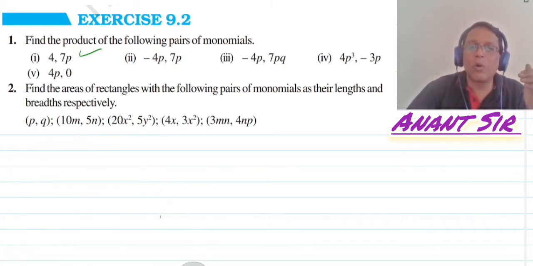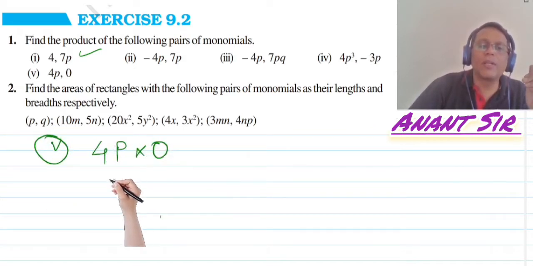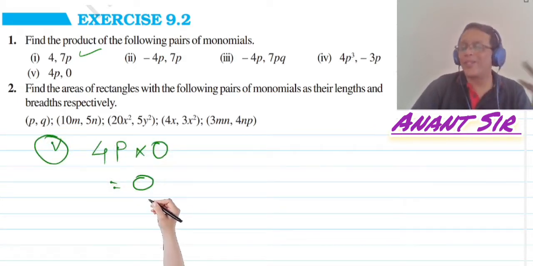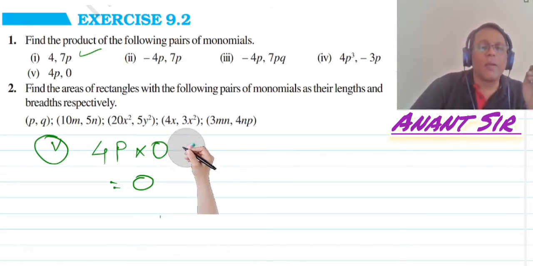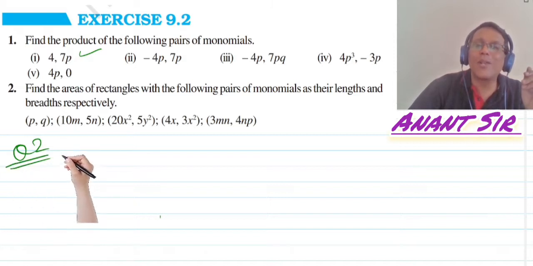Now we move on to the last question here. This is the easiest one. We know that anything multiplied by 0 is 0. Final answer. Okay. So now the second question, question 2 of exercise 9.2.